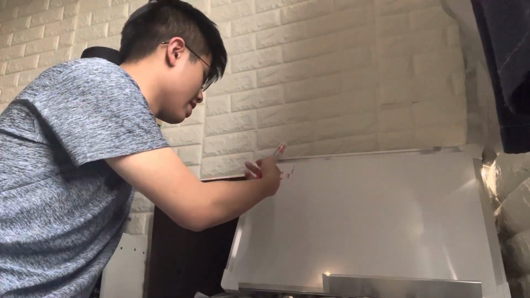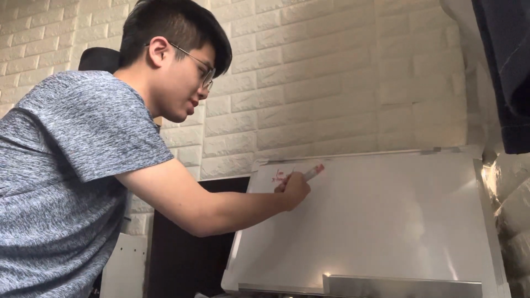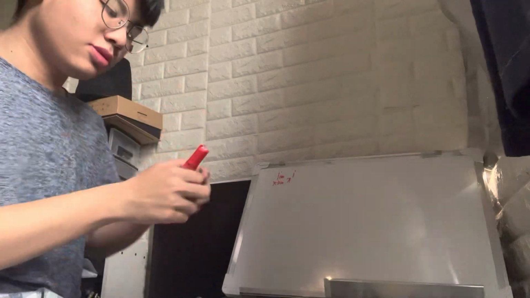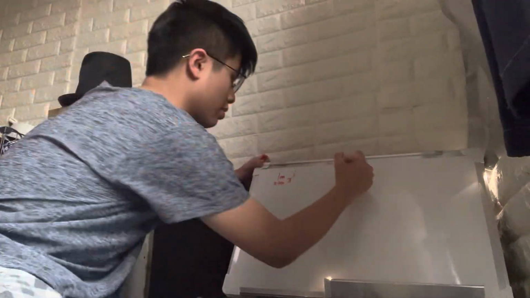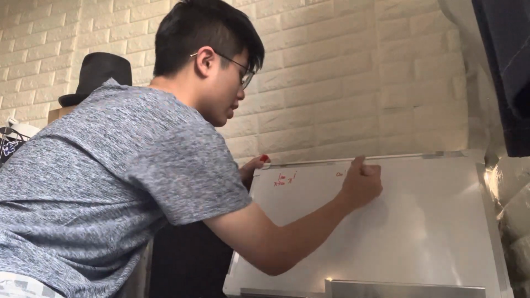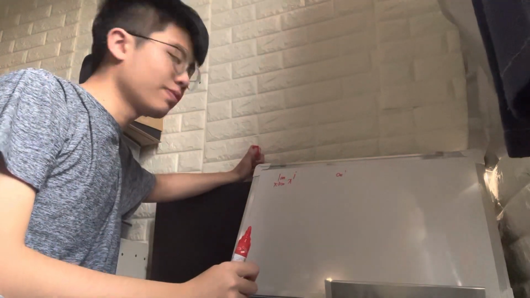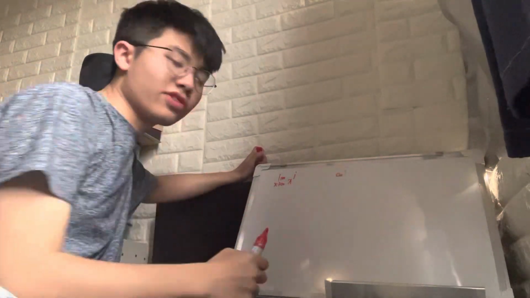Welcome to Methamphetamine. Today we're going to figure out what is the limit as x approaches infinity of x to the power of i. Let me put the infinity here: infinity to the power of i. This is an indeterminate form.